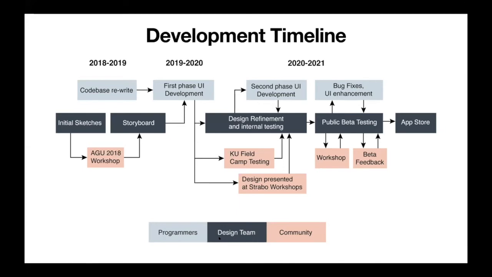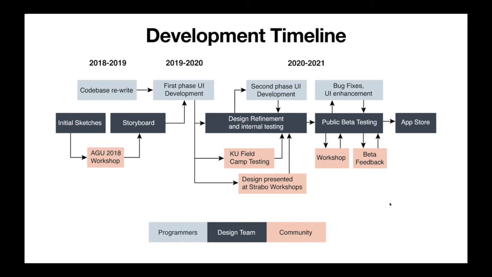So in 2018, 2019, we did initial designs and storyboards of the new StraboSpot 2. And as part of that, we ran an AGU workshop. And then throughout the design process, we've continued to do field testing and workshops. We did a few virtual workshops over the summer last year where we presented some of the initial designs. And then over the first half of this year, we've been doing public beta testing, and we ran a workshop back in, I think it was March, to preview that, and we've been getting some feedback through that beta testing period.